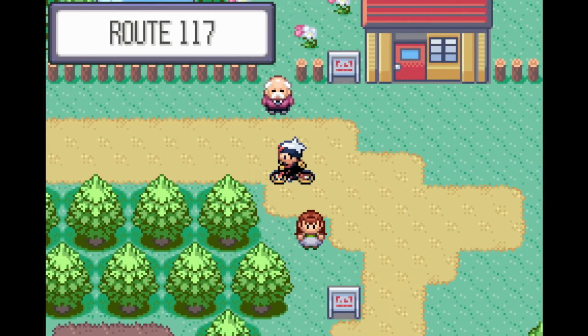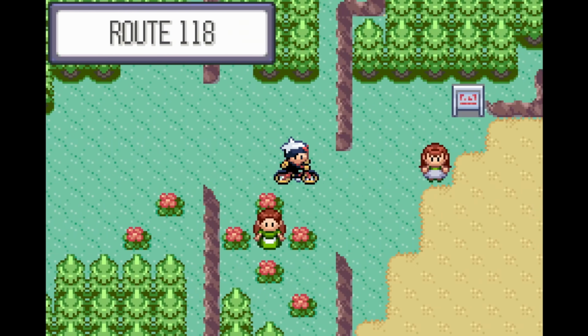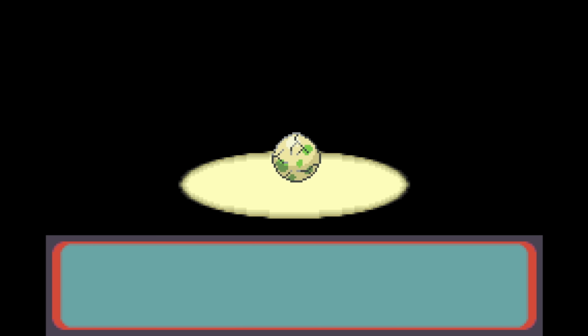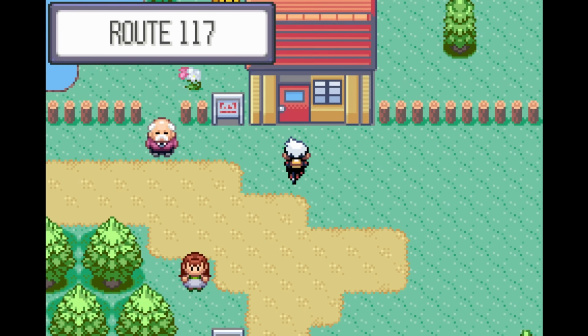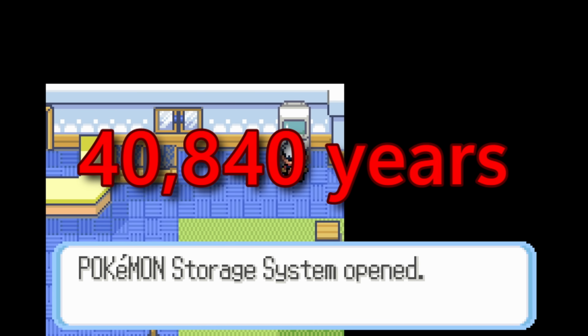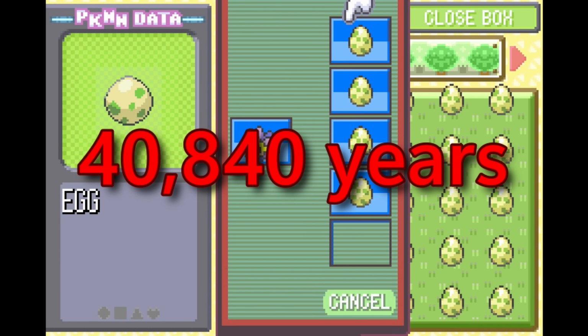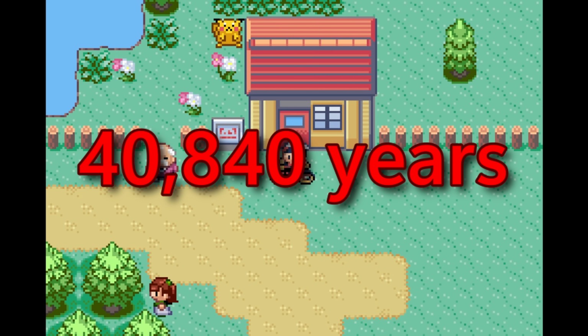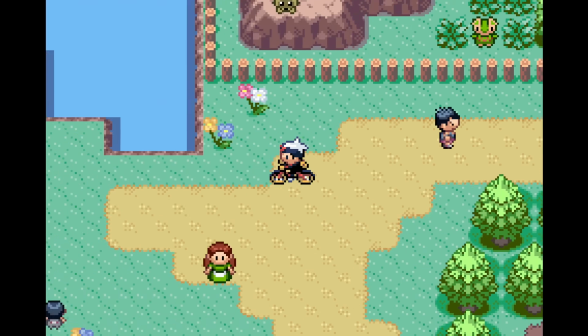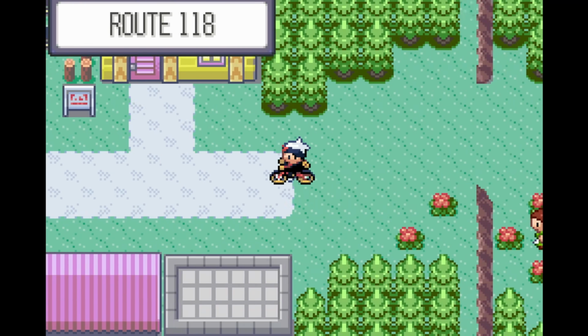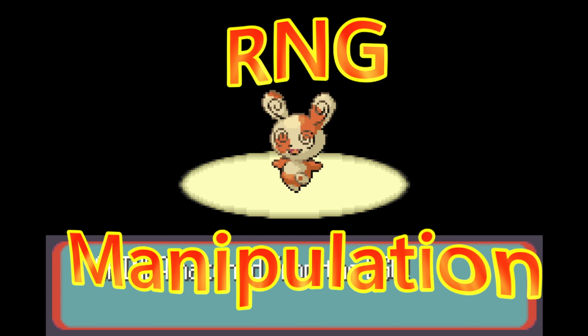Breed. So it takes a little bit longer than 15 seconds to hatch an egg, and you can only hold 5 at a time. Let's just say that it takes 5 minutes per hatch. That would put us at 40... You know what? Call me crazy, but I don't think I'm going to do this. I guess it's a lost cause. Is what I would say if not for the power of RNG manipulation.